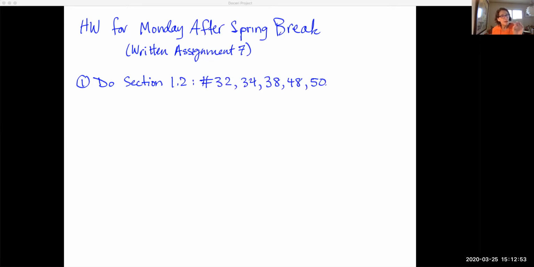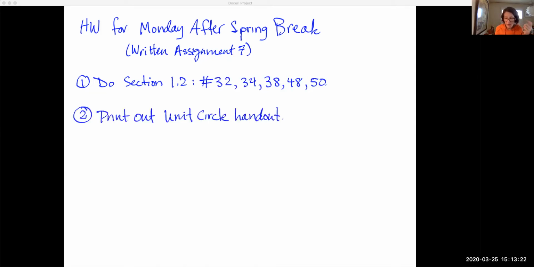We skipped that section. We didn't talk about circles in chapter 1 because it was too soon to talk about this stuff. So these are problems on the distance formula, I think, and maybe circles in 1.2. So problems 32, 34, 38, 48, and 50. They're not hard. We've done a couple of examples in class.